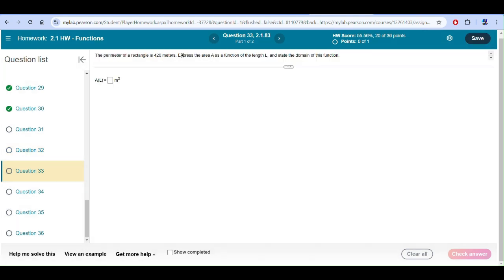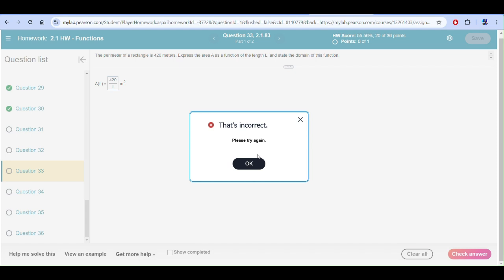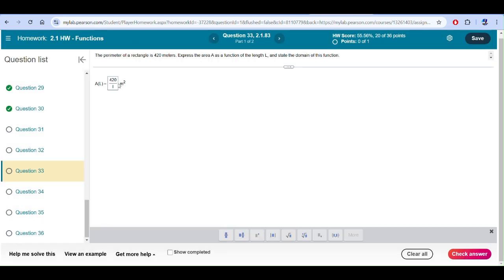Perimeter is 420 centimeters. Express area as a function of length. 420 divided by L. Express area as a function. The perimeter of a rectangle is 420 centimeters. The perimeter, which is 2L plus 2H. So express the area as a function of the length.